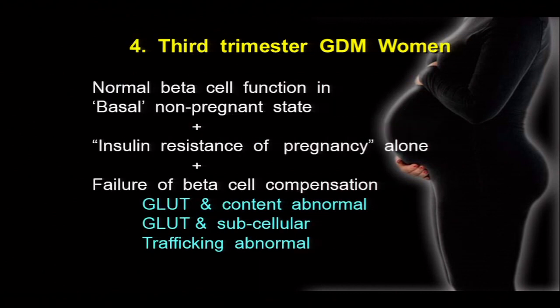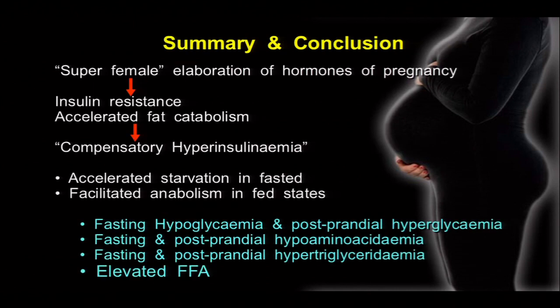Now, we will move on to the third trimester GDM woman, who is the true GDM, who has normal beta cell function in the basal non-pregnant state and has only the insulin resistance of pregnancy. With the failure of beta cell compensation, she develops true GDM during third trimester pregnancy alone. She is characterized only by insulin resistance of pregnancy.